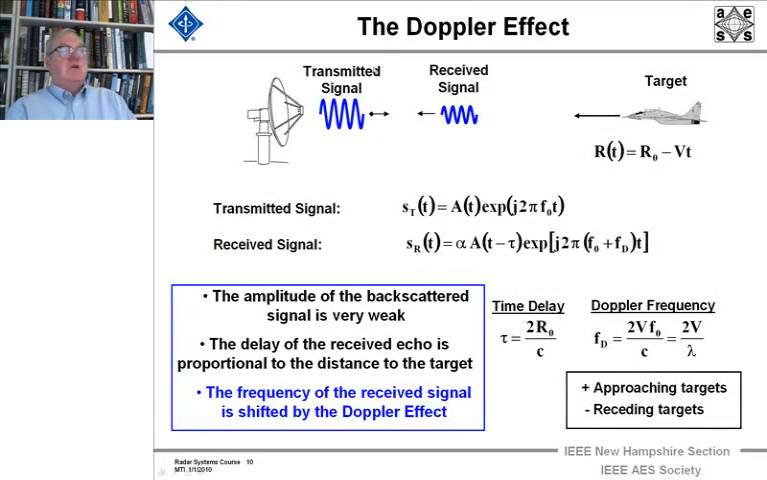Now let's look, because we're going to be using the Doppler effect a lot in this. I wanted to go over with care with you the Doppler effect. We have a transmitted burst of a sine wave, and we've got a target out here whose range is R of t, equal to its initial range minus Vt. Say it's moving in this direction.